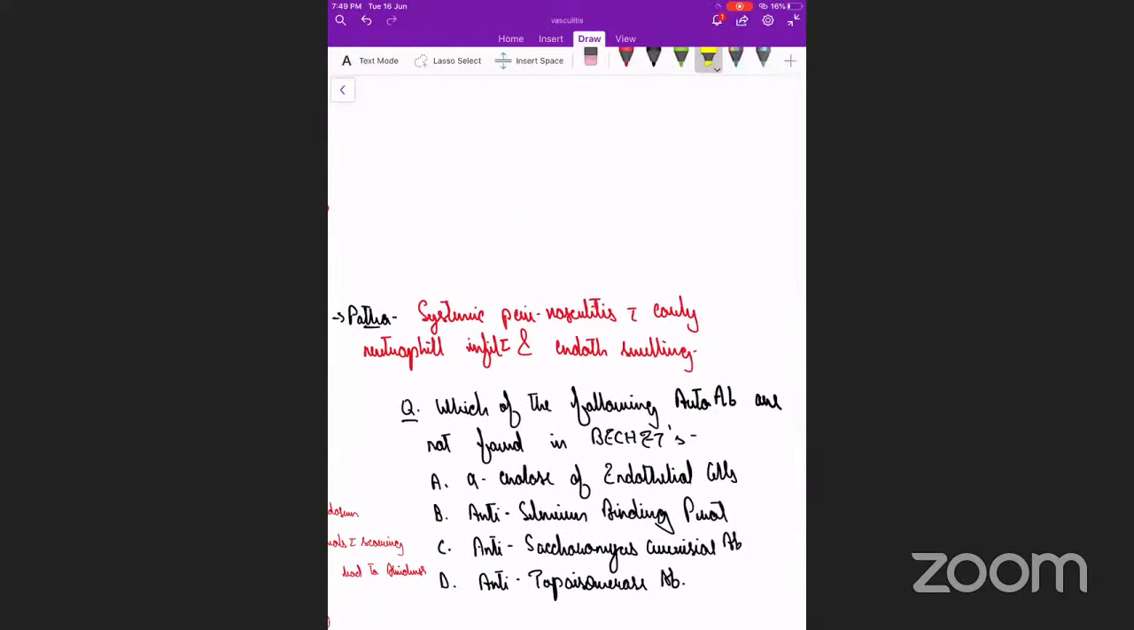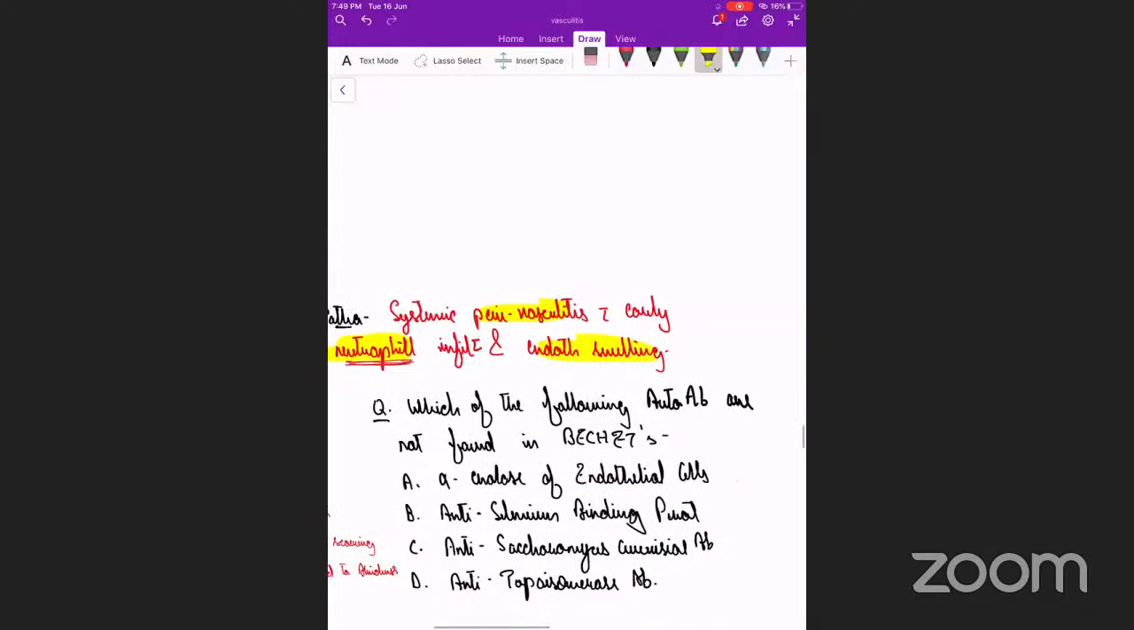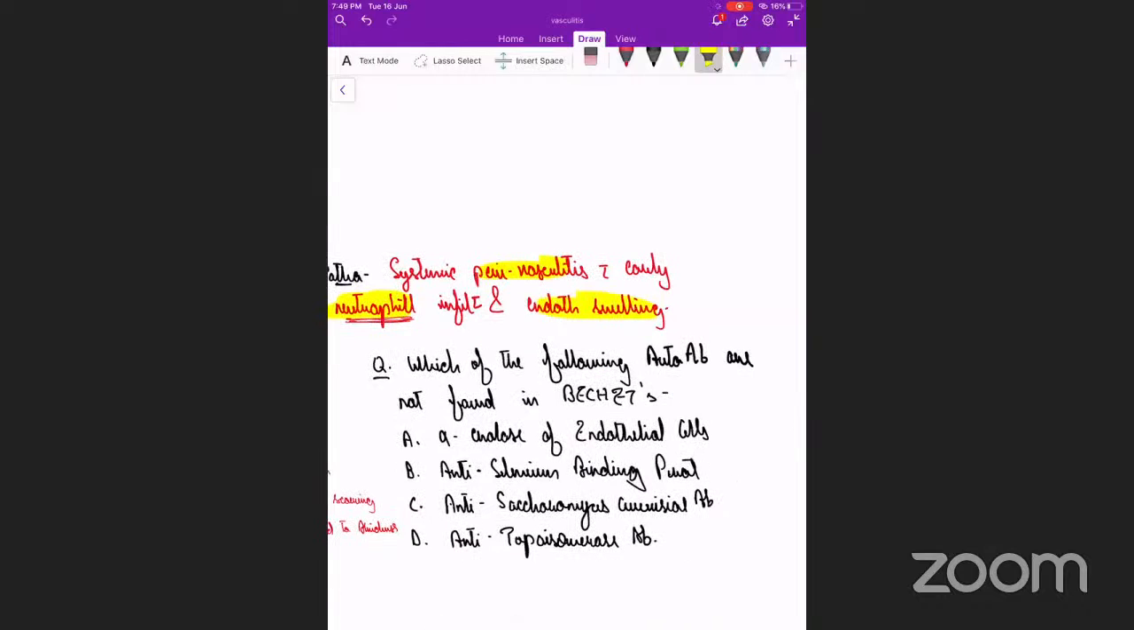Pathogenesis, systemic perivasculitis with early neutrophil. Important over here is the early neutrophilic infiltrates, and that will lead to endothelial swelling. Okay, so next, can you guys answer this question? Which of the following autoantibodies are not found in Behçet's?